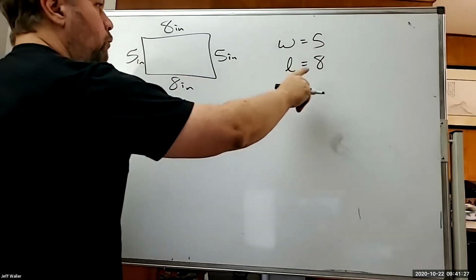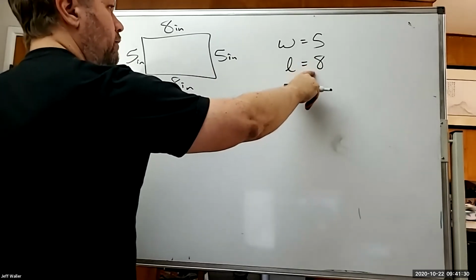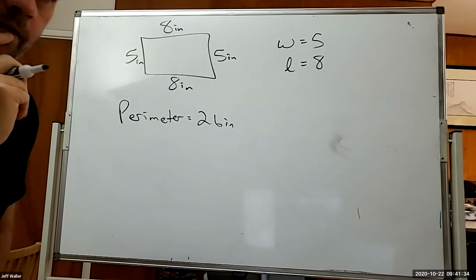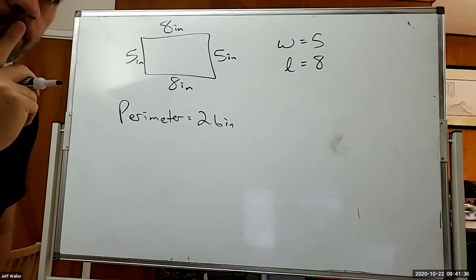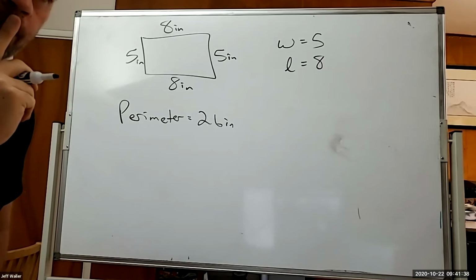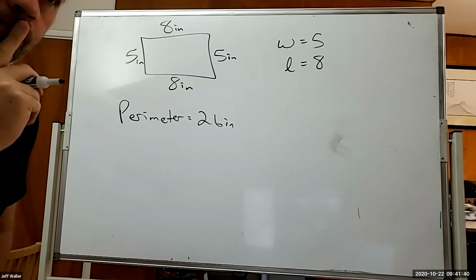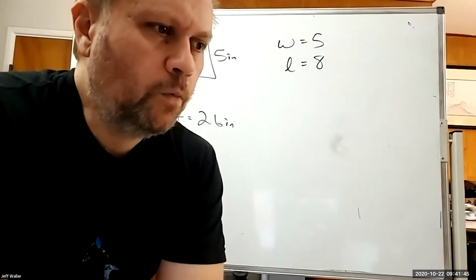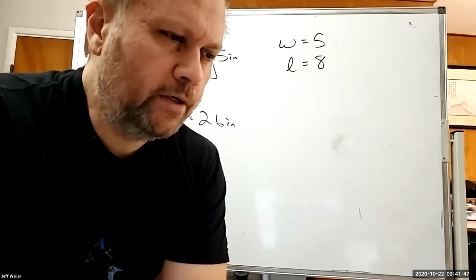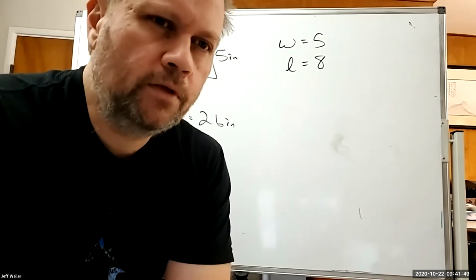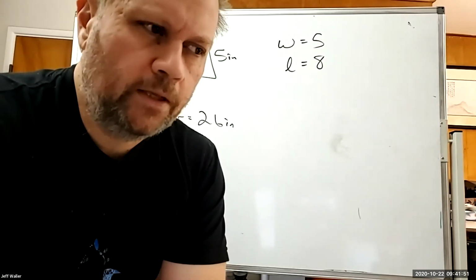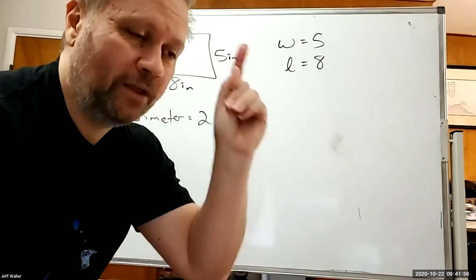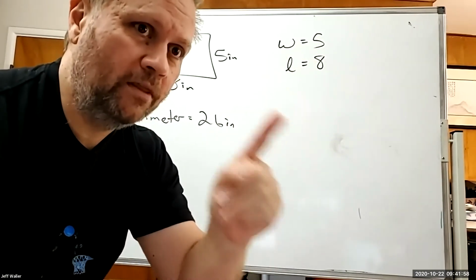Can somebody give me one relationship between the length and the width? How do they relate to each other? They're both inches. I love you guys. What I mean is, is one some amount more than the other? Is one twice the other one? That's what I mean. The 8 is 3 more, so the length is 3 more than the width.